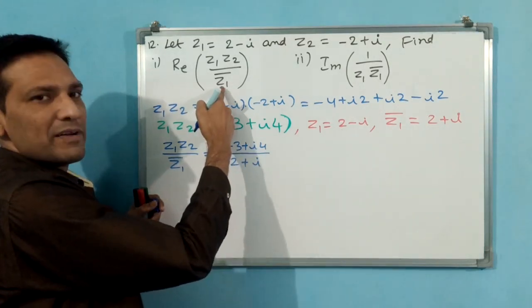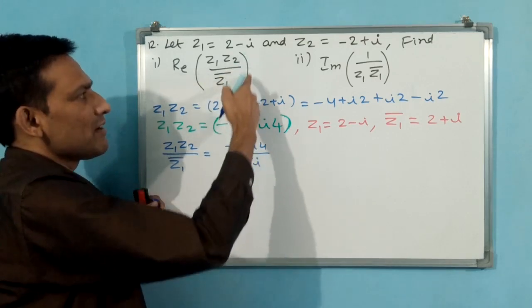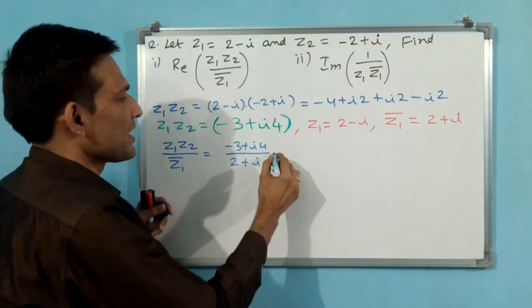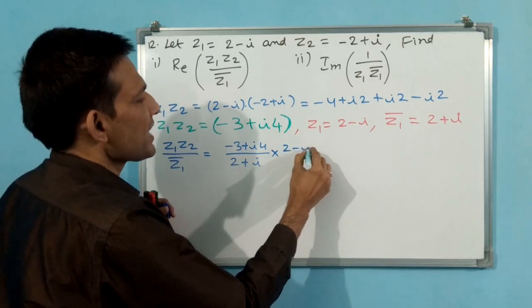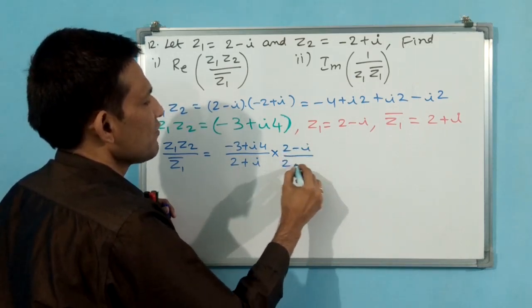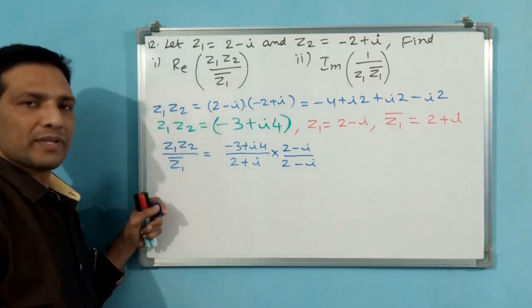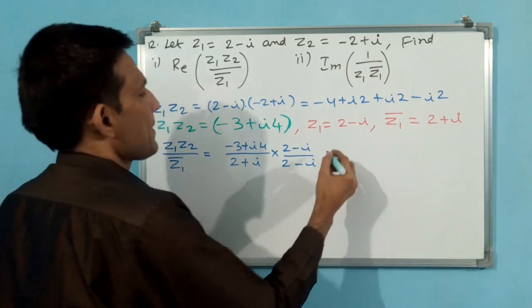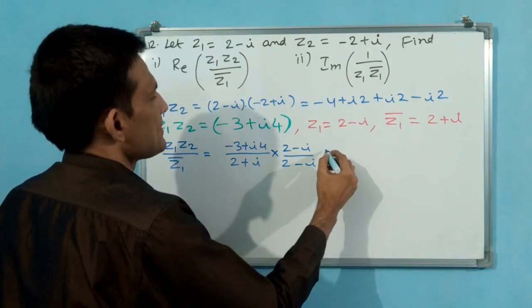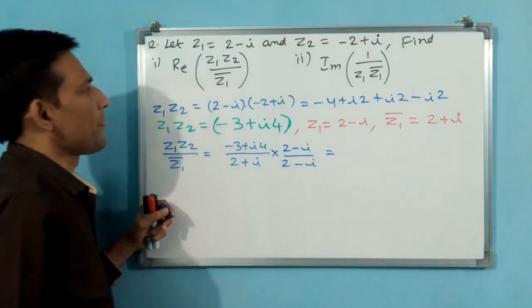Okay, conjugate of Z1 means automatically Z1. That means Z1 divided by Z1, like that it will come. Okay, let us write 2 minus i by 2 minus i, multiplication. Okay, write down. That is equal to.